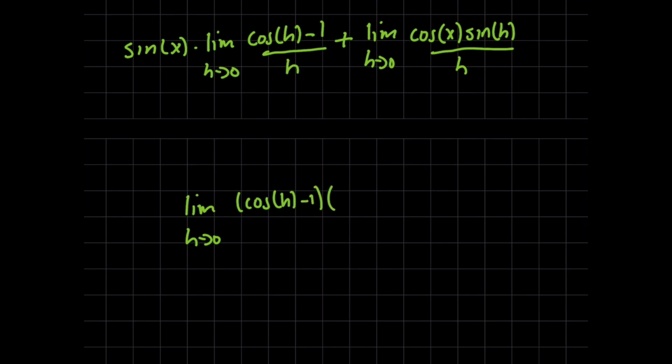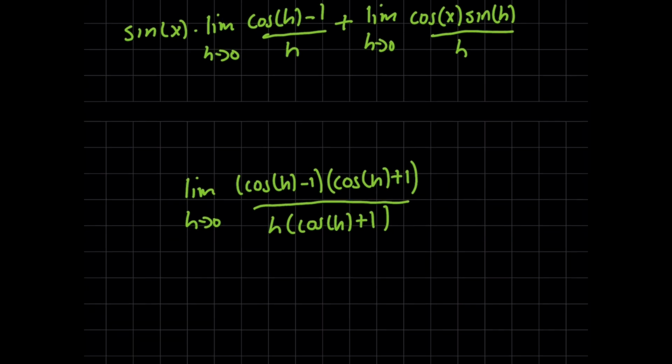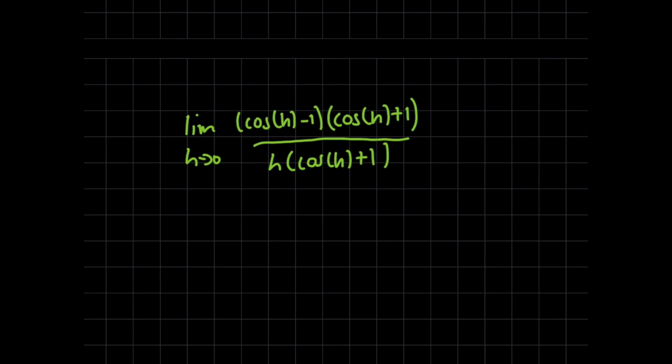This becomes cosine of h plus 1, and then all over h times cosine of h plus 1. Looks pretty gnarly, right? I mean, this is pretty complicated looking, but it's okay. Because what I'm going to first do is simplify the top by just multiplying everything through.